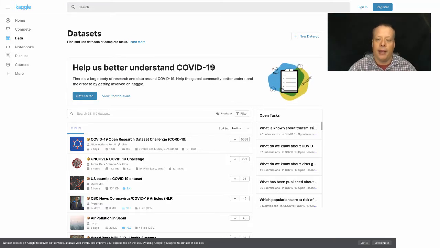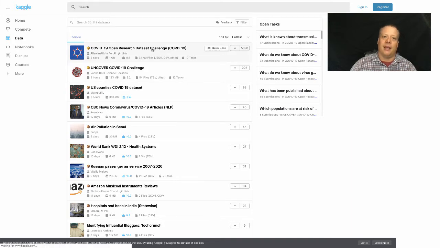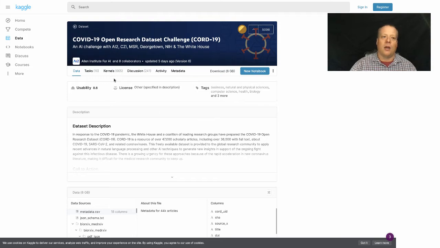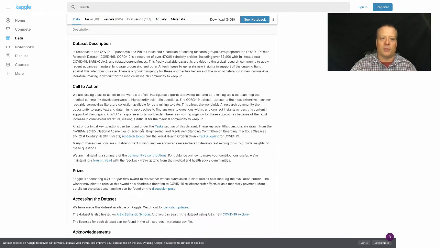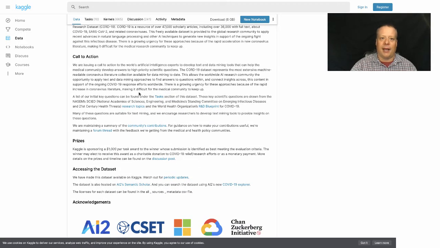As you can see right now, it's covered with COVID-19 references. That's because I'm recording this in the spring of 2020, right? And so there's a lot of data about COVID-19 that you could potentially look at. If you click on one of these data sets, it will give you more detail about it. So this is the COVID-19 Open Research Dataset Challenge from Georgetown, NIH, the White House, and others. It talks specifically about what's in the data set: in this case, 47,000 scholarly articles, including 36,000 with full text. They are trying to look through this data set to find answers to questions about COVID.